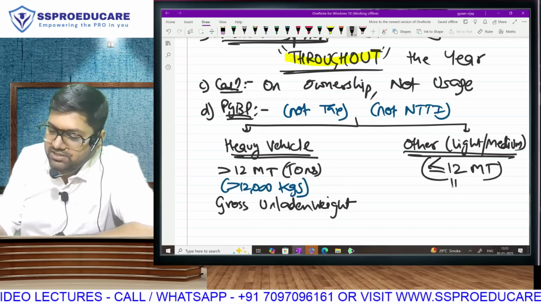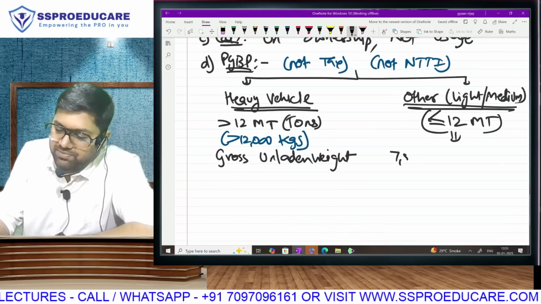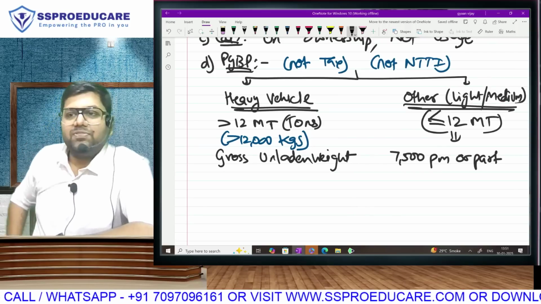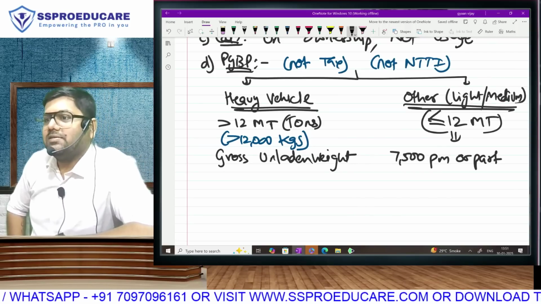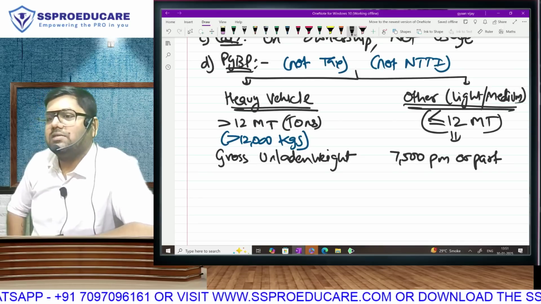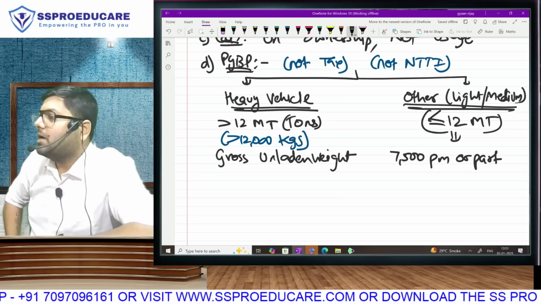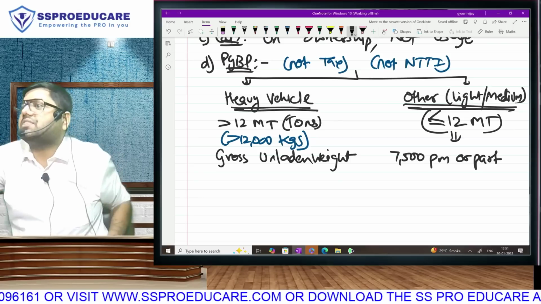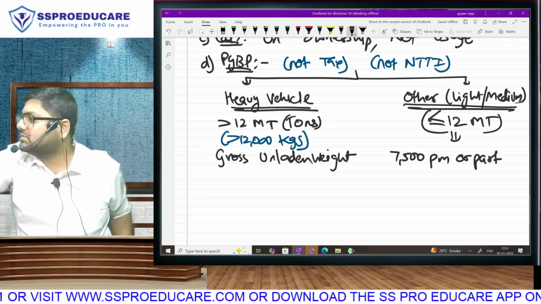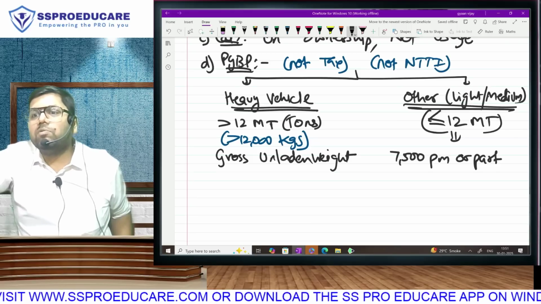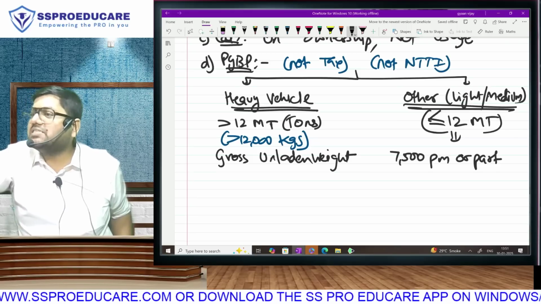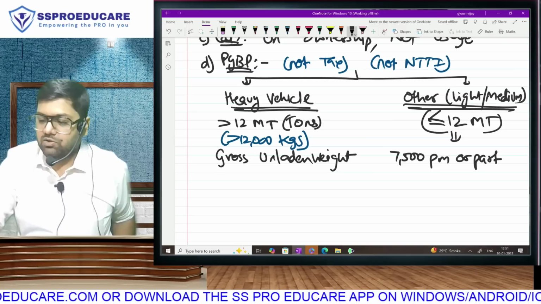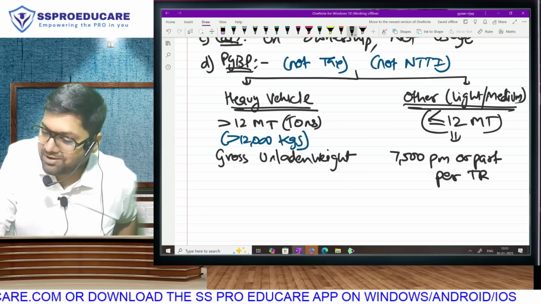For a light truck, the calculation is very easy. The calculation will be taken as 7,500 per month or part. What do you mean by per month or part? 1 month and 30 days, or 1 month and 29 days, will be considered as 2 months. Part of a month will be taken as upper round off. That means completed months will be considered and an incomplete month will be considered as complete. So 3 months and 4 days, 4 months. 4 months and 2 days, 5 months. 5 months and 1 day, bro, will be considered as 6 months, upper round off. 7,500 per month or part per truck.